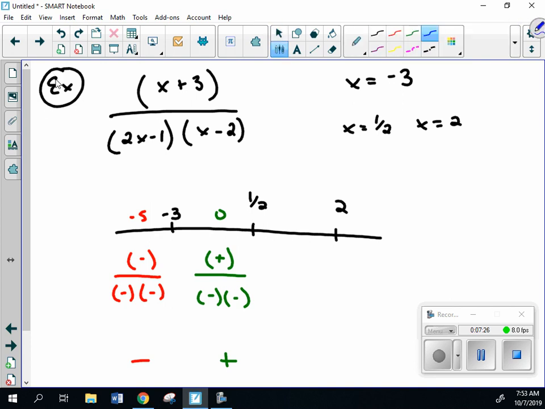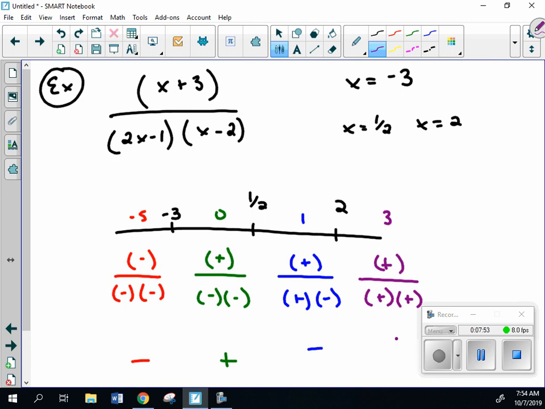Pick a number between 1/2 and 2. I'll go with 1. I get a positive divided by a positive and then a negative, so that results in a negative. And last but not least, pick a number greater than 2. Go with 3. I get a positive divided by a positive times a positive, which results in a positive. So right there, I can see where my potential sign change is going to happen because I've set it up based on those different signs. All I did was pick numbers and substitute them in based on those factors.